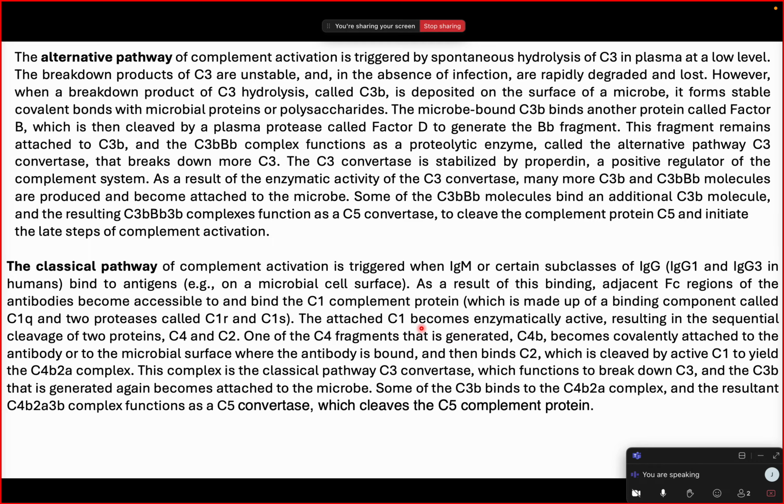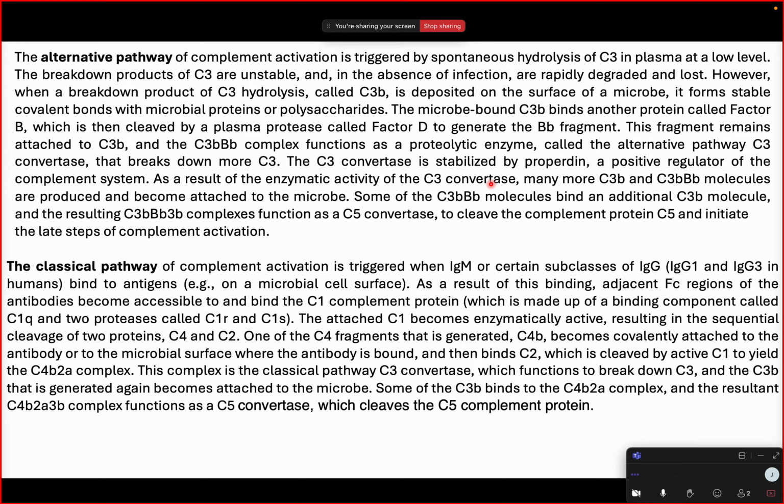This fragment remains attached to C3b, and the C3b-Bb complex functions as a proteolytic enzyme called the alternative pathway C3 convertase. So remember how C3 convertase is being made? It is being initiated by C3 itself and the factors D and B. The C3 convertase is stabilized by properdin, a positive regulator of the complement system. As a result of the enzymatic activity of the C3 convertase, so what exactly is C3 convertase? It is the C3b-Bb complex of proteins.